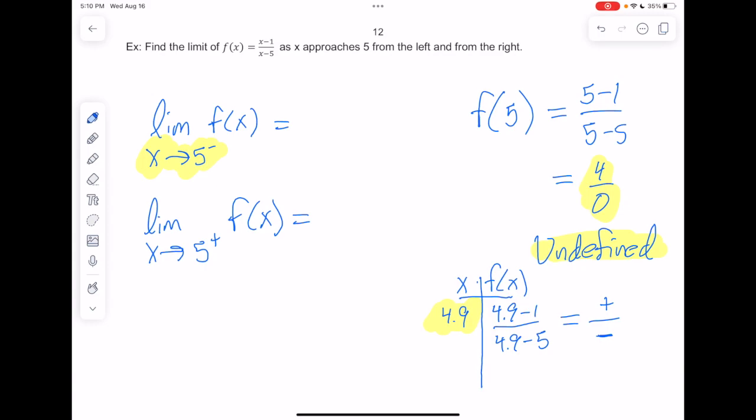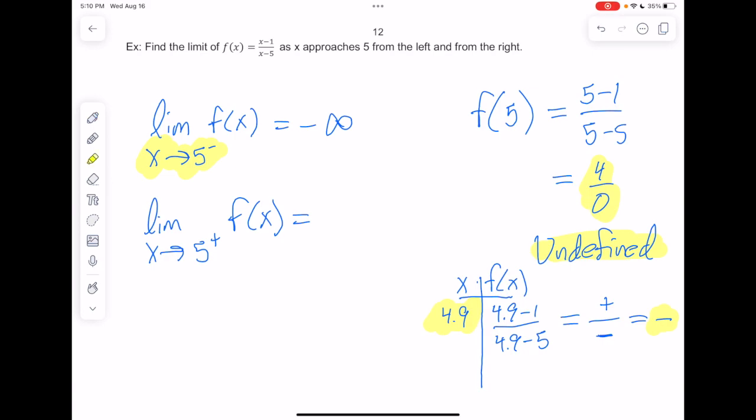And if you have a positive on top and a negative on the bottom, then overall you're going to get a negative. So if we plug in something on the left, and we can see that we're getting a negative, but we know the answer is supposed to be either infinity or negative infinity, then we can confidently come back over here and say the answer is negative infinity.